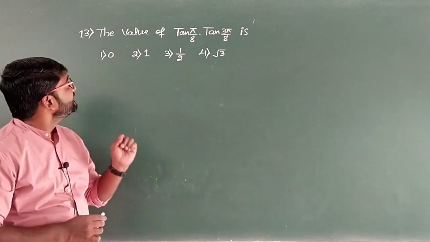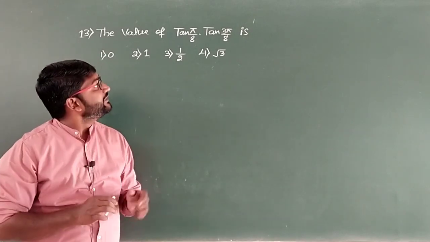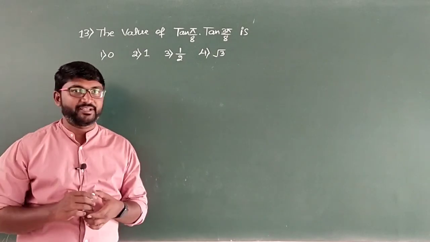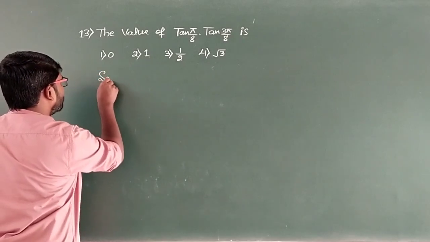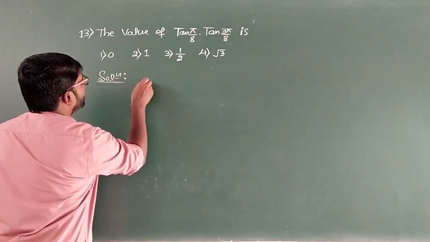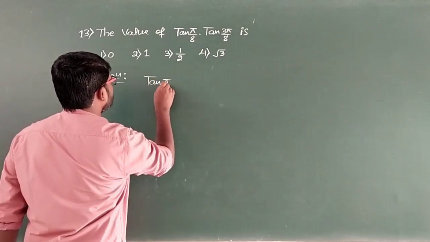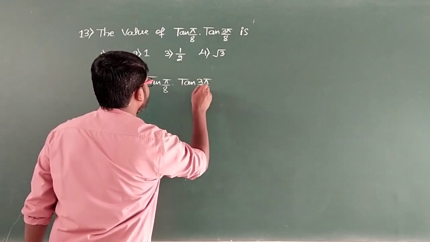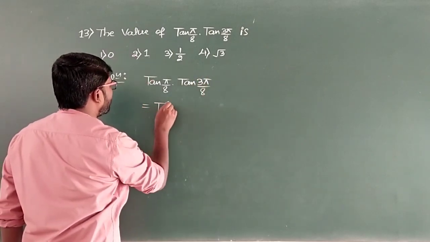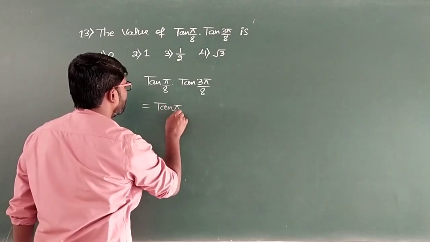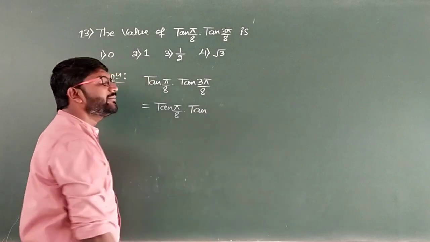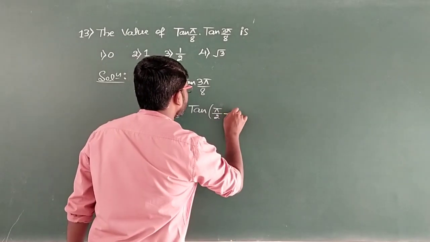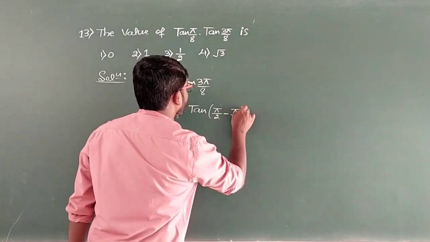Well, question number 13: the value of tan pi by 8 into tan 3 pi by 8 is, and the 4 options are 0, 1, 1 by 2, root 3. So let us solve question number 13. Tan pi by 8 into tan 3 pi by 8. This equals tan pi by 8, which I will write as it is, then into tan 3 pi by 8, which can be written as tan of pi by 2 minus pi by 8.